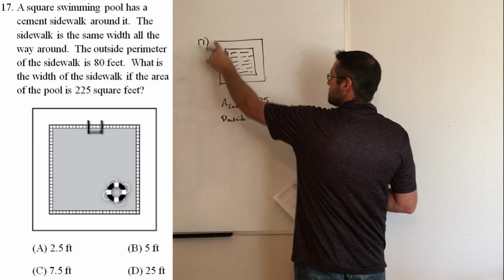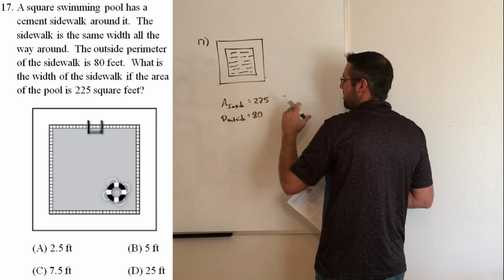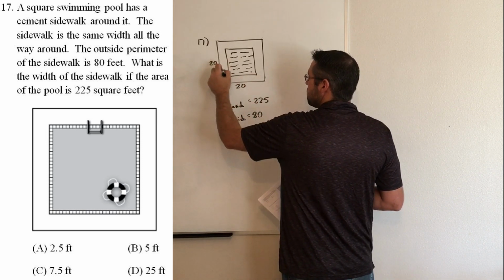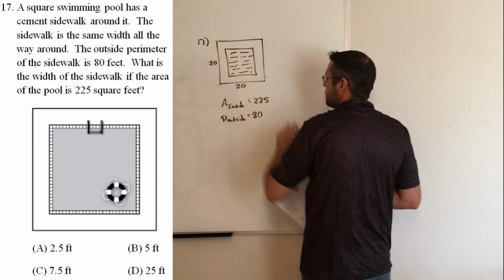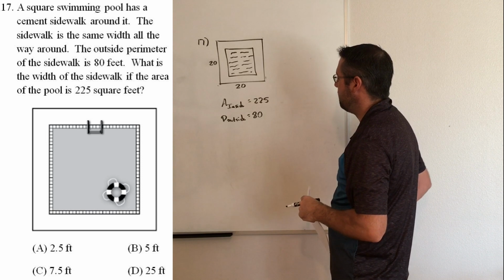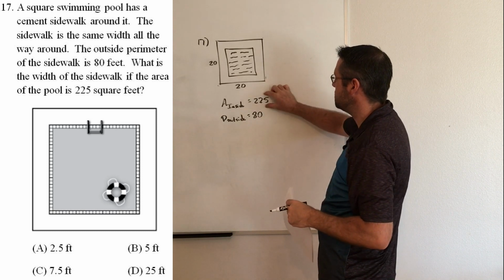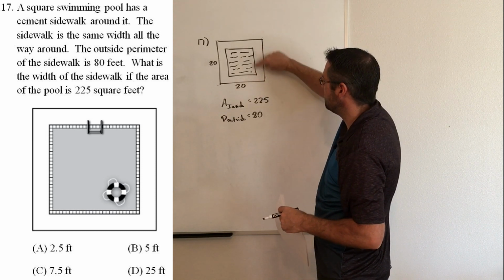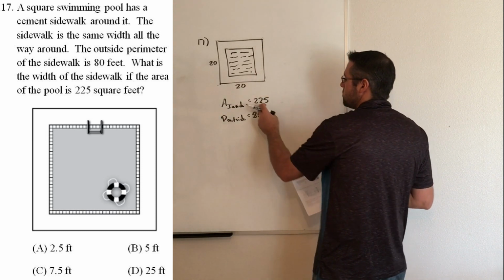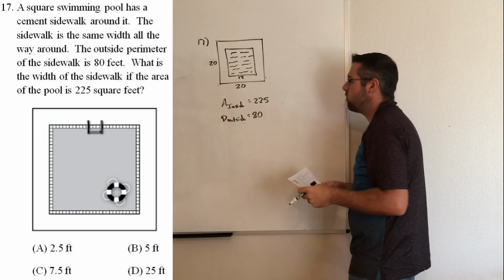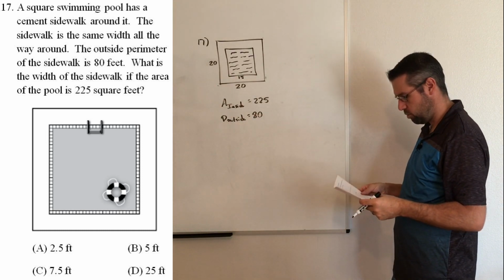Well, if the perimeter of the outside equals 80, we only have to divide by 4 to get each side. So we know that this side is 20, this side is 20, because 20 plus 20 plus 20 plus 20 is 80. And then if the area of the inside is 225, that means the length times the width is 225. And since they're the same, we'll just square root that. So we actually get 15 here for the width of the pool.